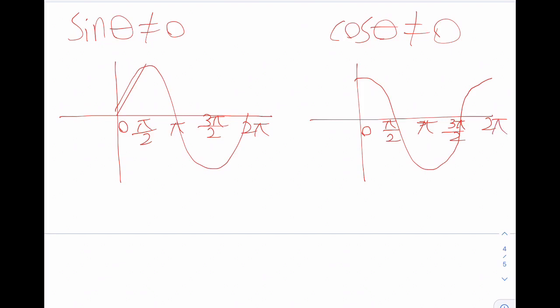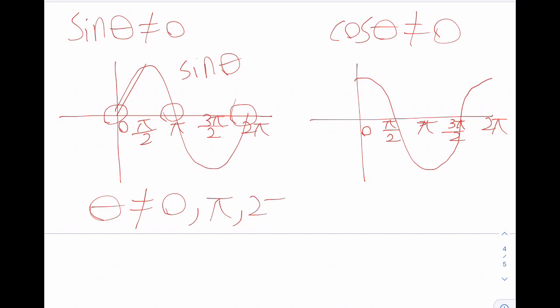So now, what can theta not equal? Well, sine of theta equals 0 when it's at 0, pi, and 2 pi. So that means that theta cannot equal 0, pi, 2 pi, and so on. How about our cosine graph here? Cosine of theta equals 0 at pi over 2 and 3 pi over 2. So theta cannot equal pi over 2, 3 pi over 2, and so on.